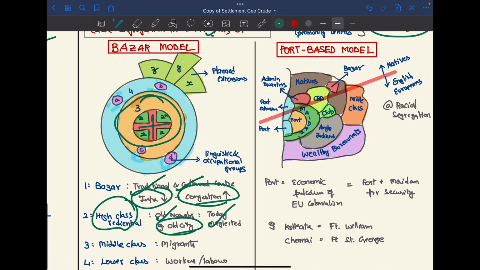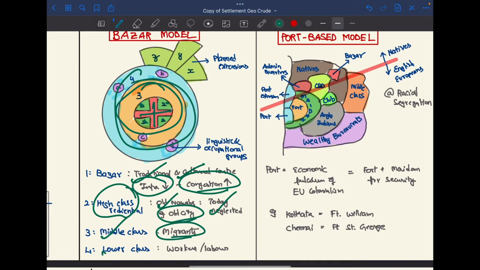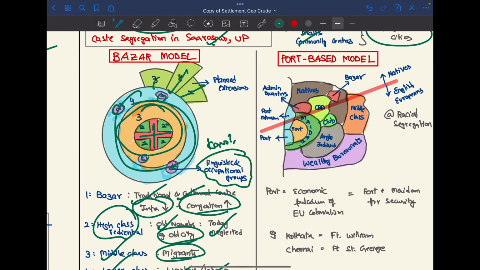Now here we have the middle class people who are generally migrants living here, and here lower class people like workers and laborers live. These A, B, C, and D are linguistic and occupational groups. An example can be seen in Karol Bagh, and these are the planned extensions that are happening.